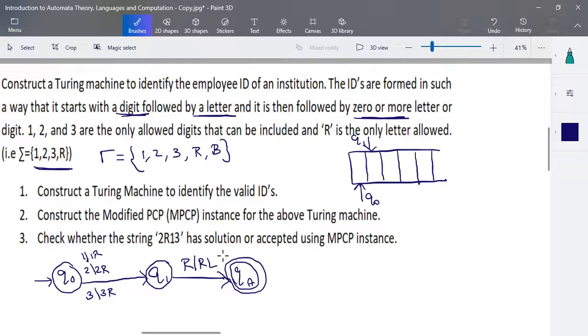Okay, so we have constructed your Turing machine. When the input given is a valid identifier, your Turing machine will go to the accepting state. First step is done. Second step is I have to construct a modified post correspondence problem for it. I have to convert this Turing machine into a PCP problem.